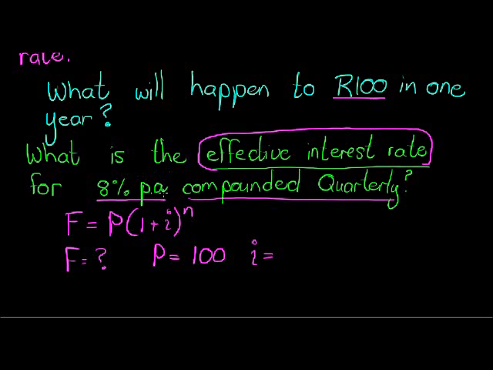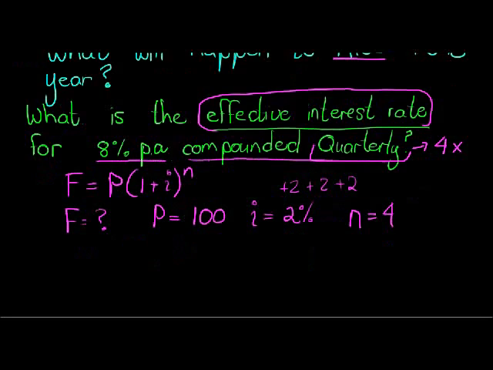This is the annual interest rate. I want the quarterly interest rate because that's how much interest I'm going to earn. Okay, so I am earning 2% because quarterly means I get it four times in a year. Four times in a year means I need to divide 8 by 4, and I'll earn 2% every time I earn interest. 2 plus 2 plus 2 plus 2, that's 4 twos will give me my 8. So 2% interest, how many times am I earning it? I'm earning it 4 times.